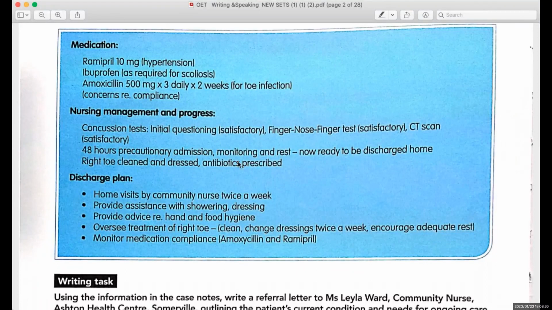Right toe clean and dress, antibiotics are prescribed. We've already written that, right? At the top, you see amoxicillin, that's the antibiotic. So nursing management and progress, that's the heading that's given there.